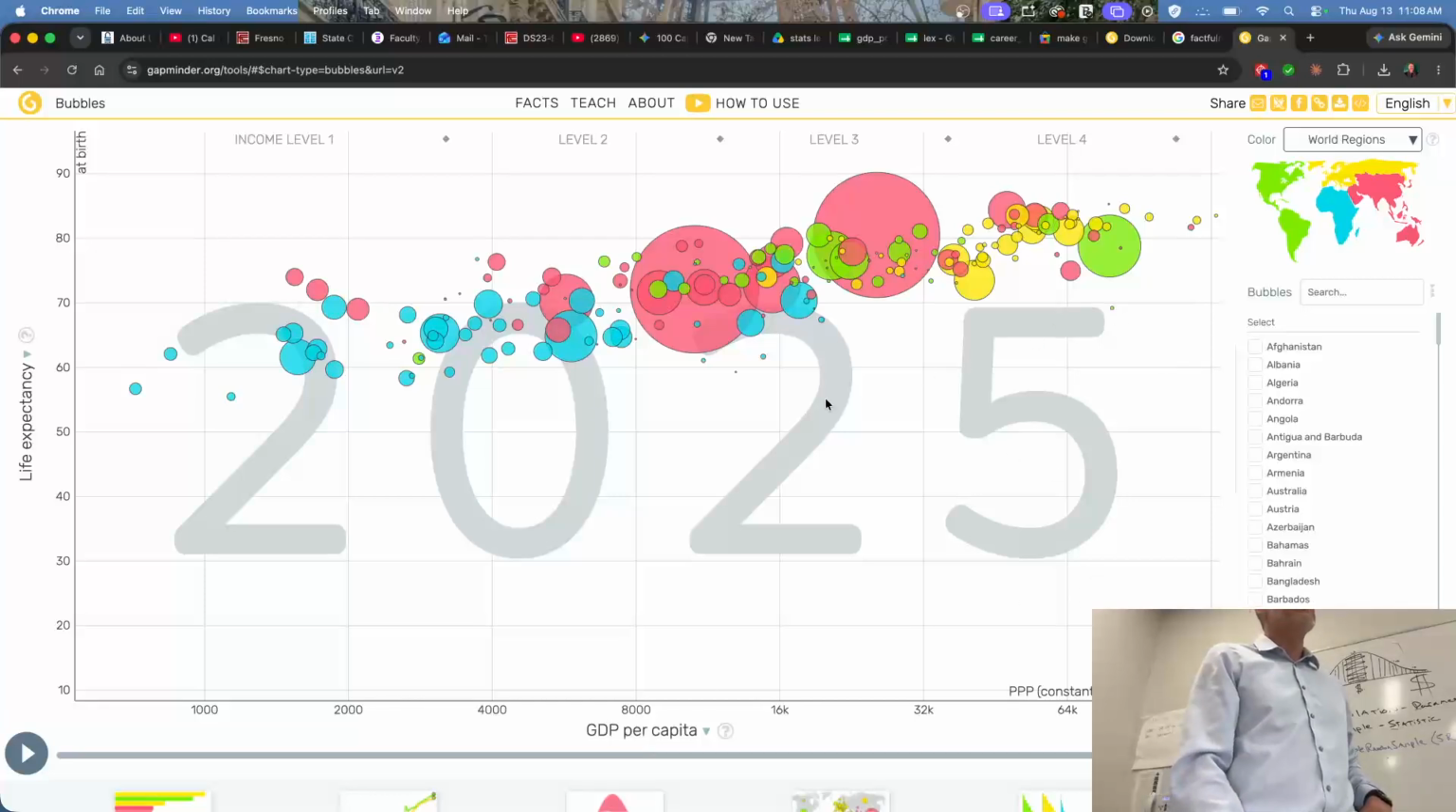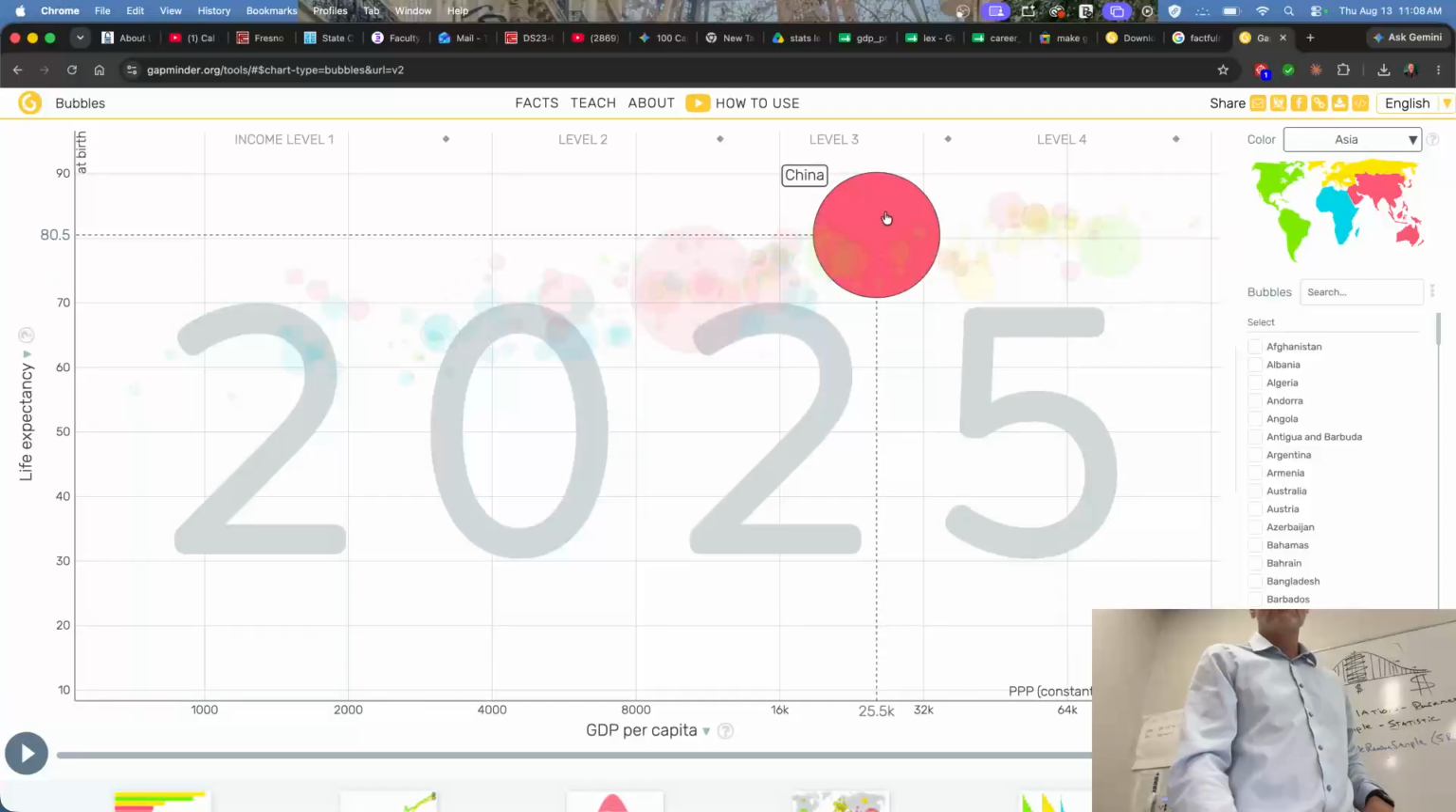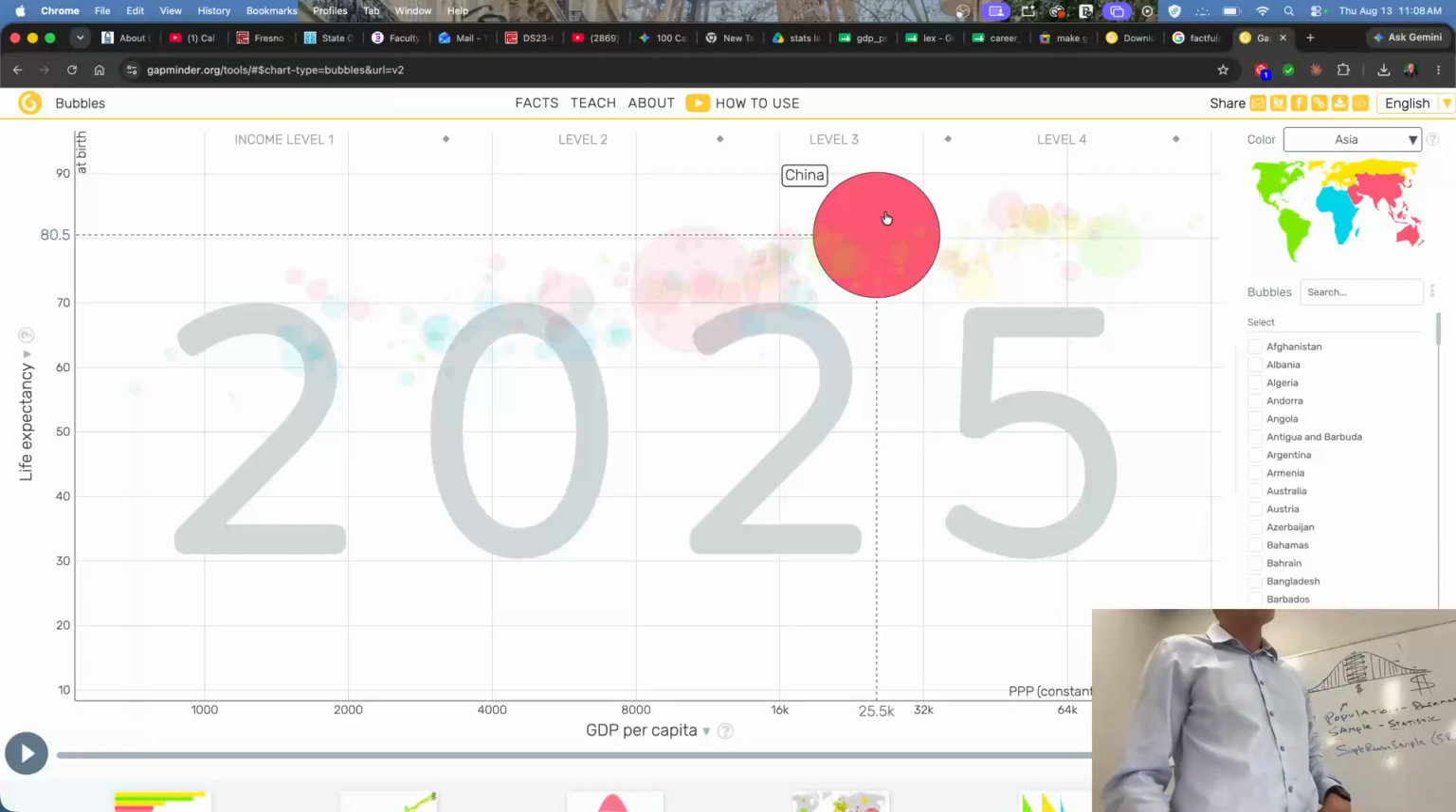Each country is represented as a ball. And the size of the ball represents the population of the country. And all the balls together are the population of the world. And you could hover over a ball and see what ball it is. There's China. How much money is made in China each year by each person? $25,000, $25.5 thousand. You see it down there on the x-axis? And how long do people live in China? Somebody tell me. 80.5 years, right?